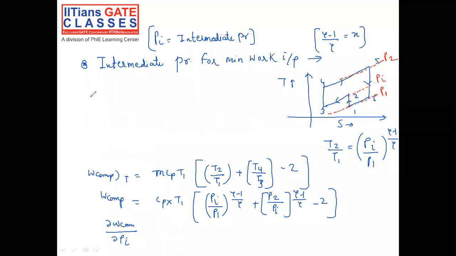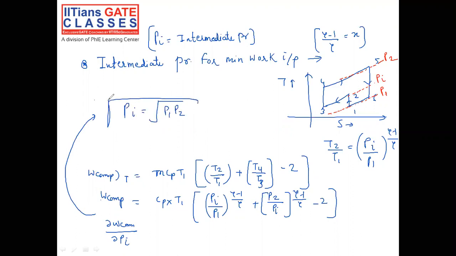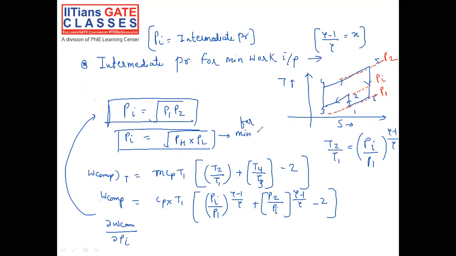After differentiating, you will get Pi equal to under root of P1 into P2. That is, P higher into P lower. That is intermediate pressure, and that is valid only for getting minimum work input. For minimum work, not output, for minimum work input. That is the intermediate pressure for getting minimum work input, so that the work required for compressing the air will be less when the intermediate pressure is under root of PH into PL.